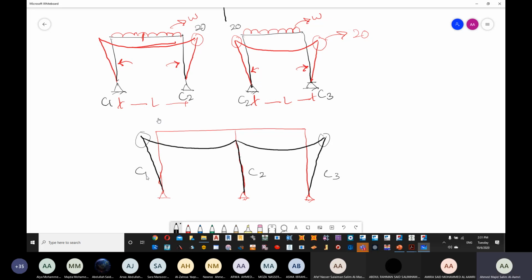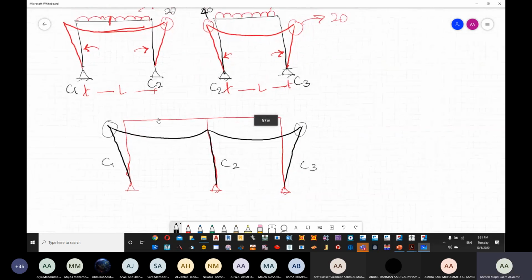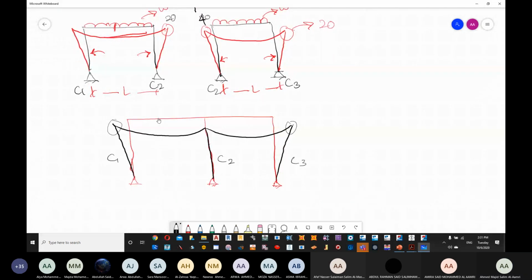Okay, very good. Now, if they are not the same, scenario number 2, if this was 40, what will happen? What do you think? If the loading, for example, are not the same, this was W2 and that was W1, what do you think?